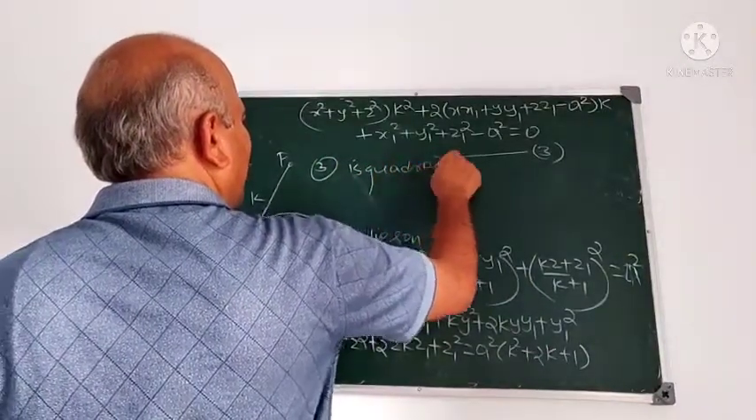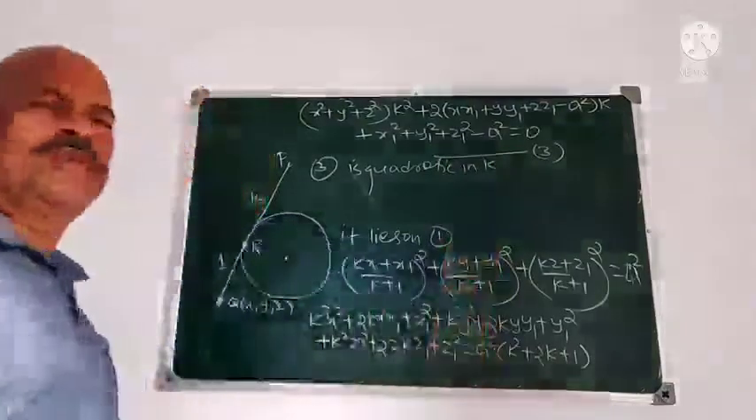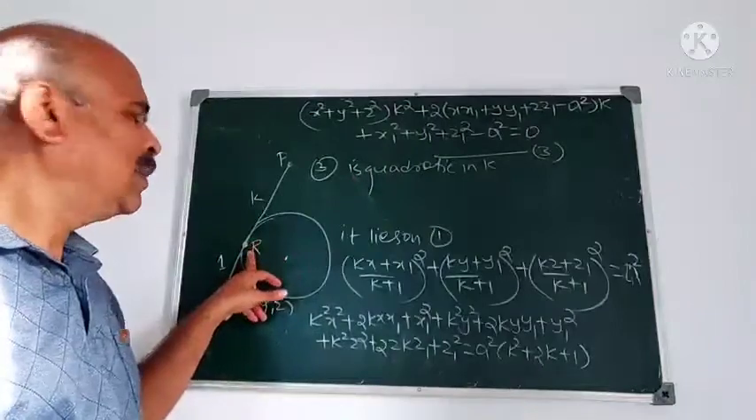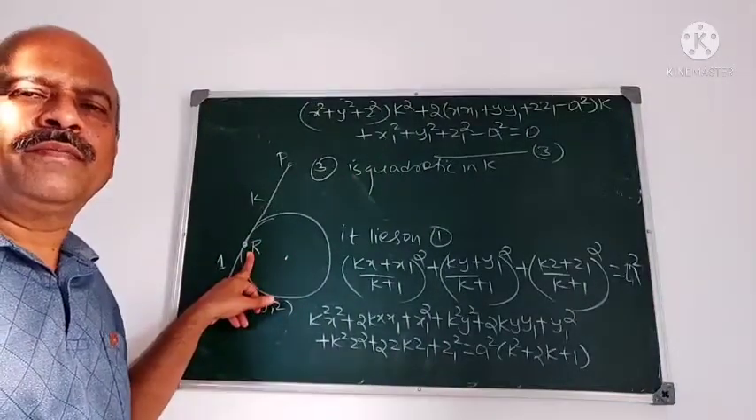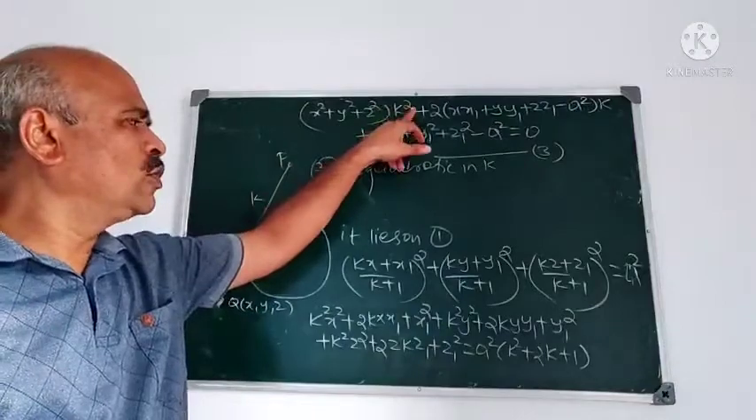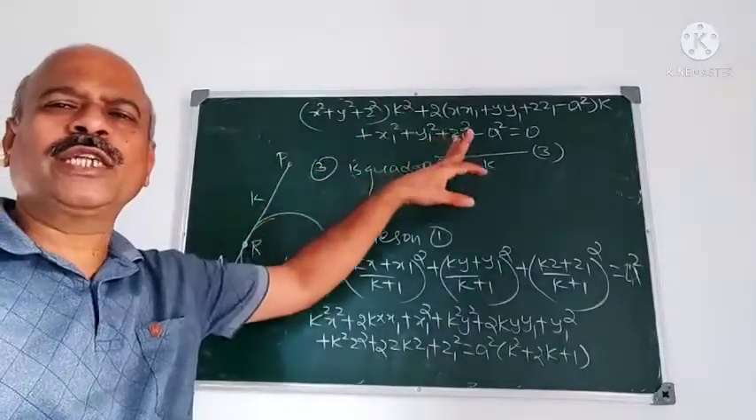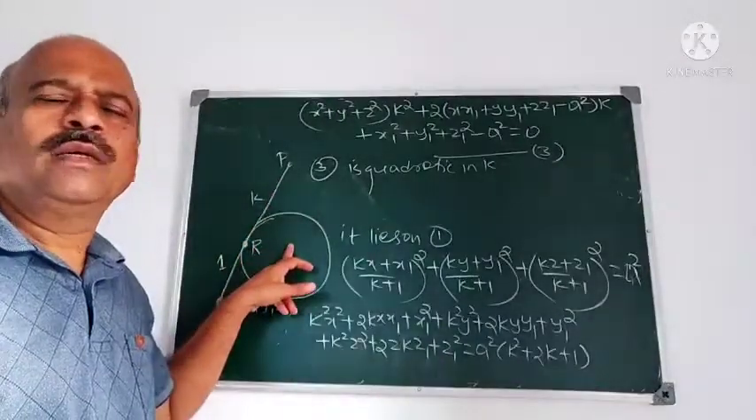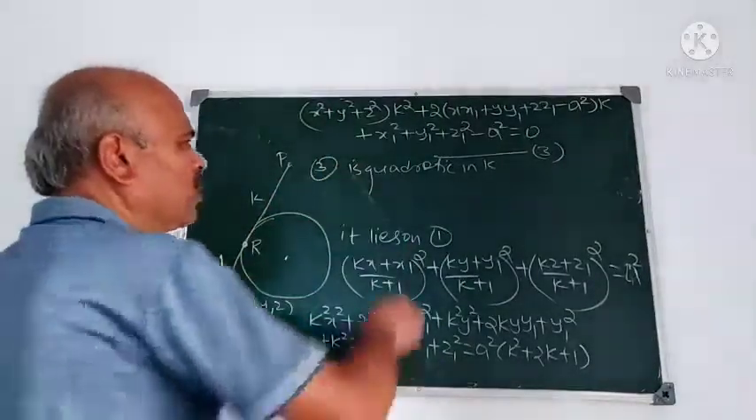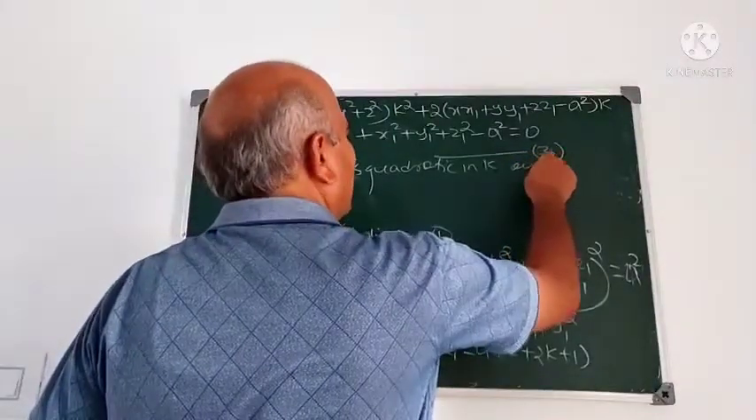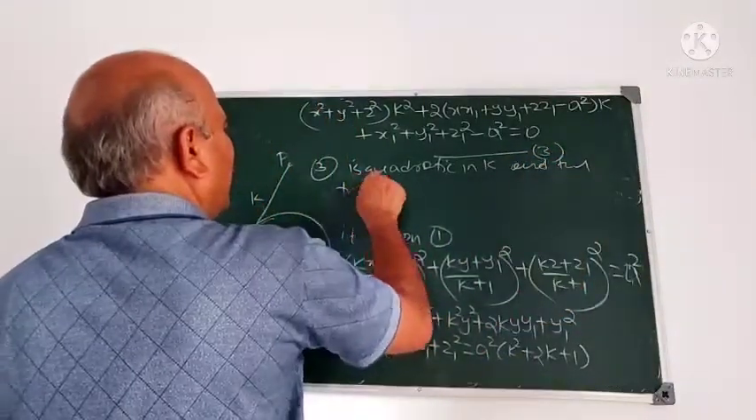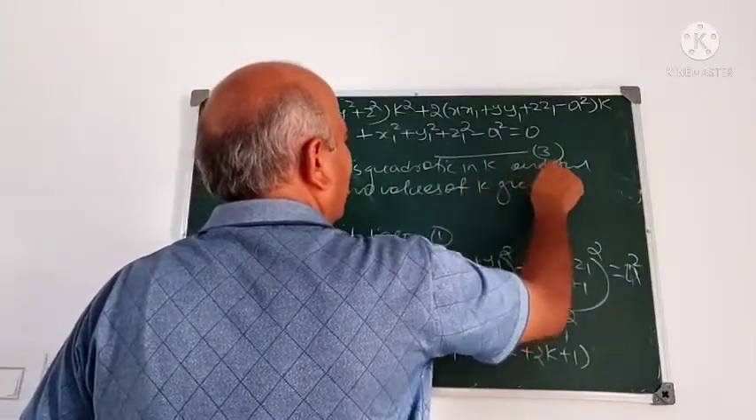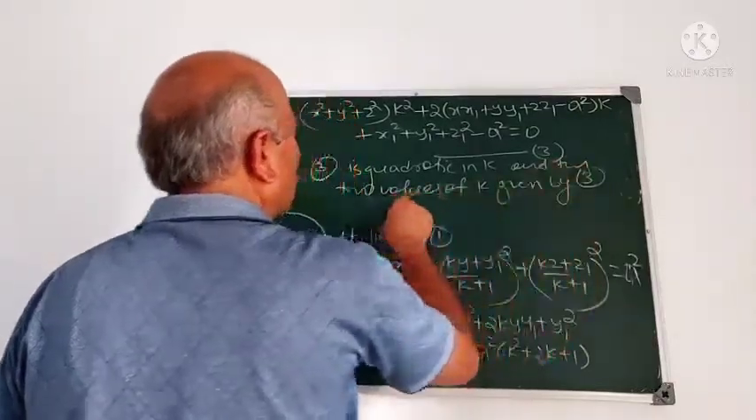It is quadratic in k. It therefore gives two values of k. If we get two separate values of k, then what happens? There will be 2 points of intersection. But the two values of k given by this must coincide, because R is the only point of contact of the line and the sphere. Therefore 3 is a quadratic in k, and the two values of k given by 3 must coincide.